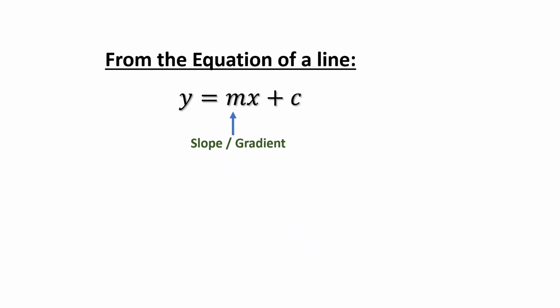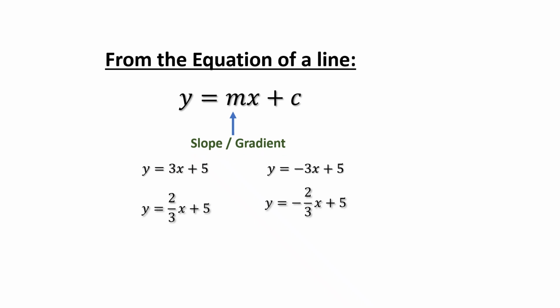So the question can be direct like these here. Any of these: y equals 3x plus 5, y equals -3x plus 5, y equals 2 over 3 x plus 5, y equals -2 over 3 x plus 5. The gradient is just what comes in front of the x. What comes in front of the x is the slope, the gradient. So in these examples, it's just 3, -3, 2 over 3, negative 2 over 3. These are easy examples, and it's usually not in the exam.